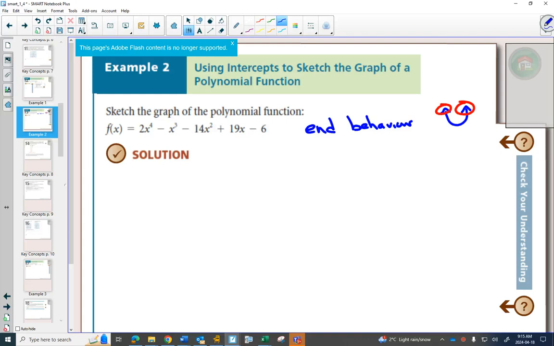And the other preliminary thing I would know already is that if I plug in 0 for x, I love this mental math. Like, okay, probably don't take this long, do you? 0 to the 4 times 2, 0. 0 cubed, 0. 0 squared, 0. Times negative 14, 0. 19 times 0, 0. And all of those will be 0, and you're just left with minus 6. The y-intercept is so nice and easy to find. Okay?